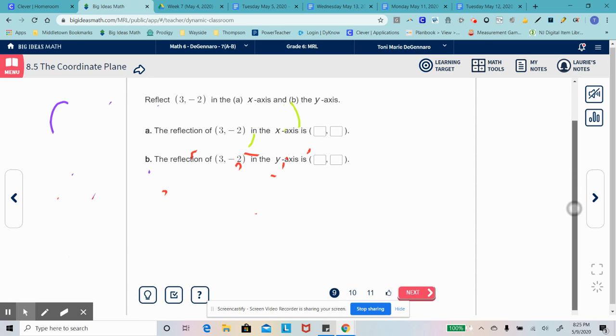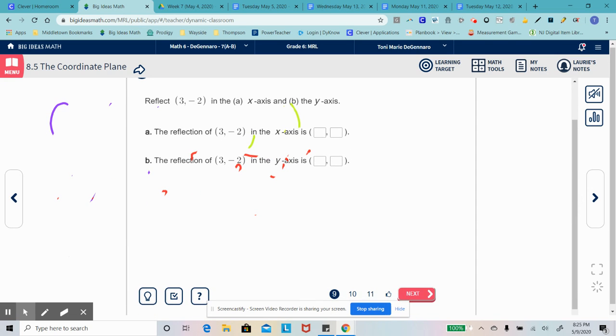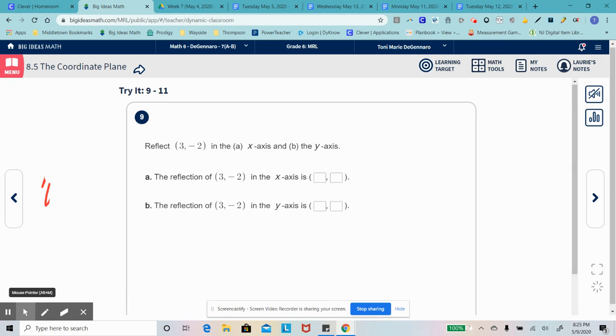All right, it looks like some of my writing is still there. I wanted the eraser, I didn't want the marker. Let's erase more of this because I think it's still there. Okay, we're going to do the first one together. Actually, I'm going to do all of these together. I think this is number 9. I apologize, yes, this is number 9.